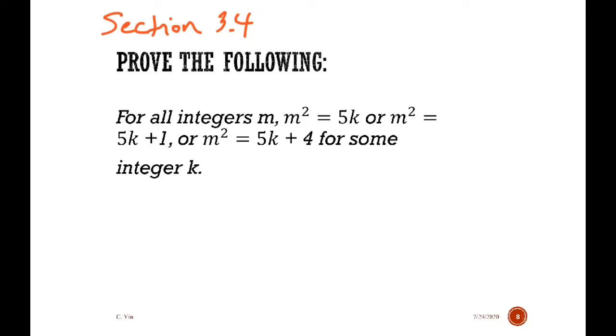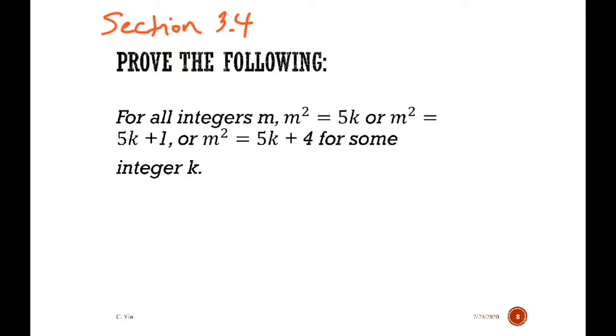So here we're still in section 3.4, and I wanted to do one more proof where you have to break a proof up into cases. All right, so this proof says, prove the following. For all integers m, m squared is equal to 5k, or 5k plus 1, or 5k plus 4 for some integer k. Now the difference in this one and the last one is that we can write m squared in 3 different forms. And so we just have to make sure that m squared matches one of those.